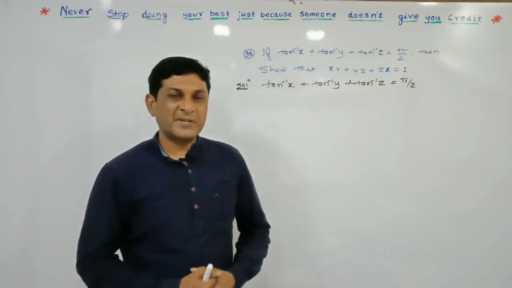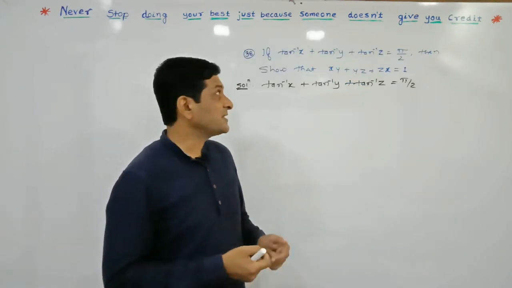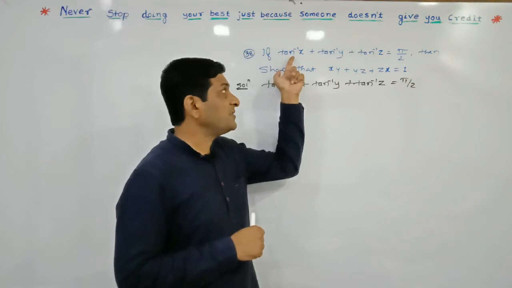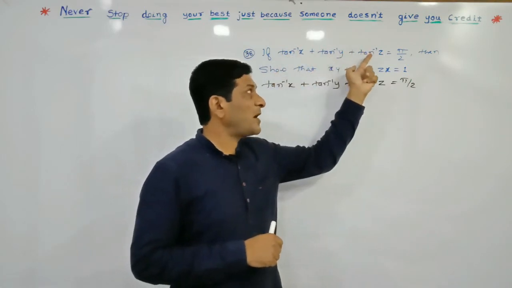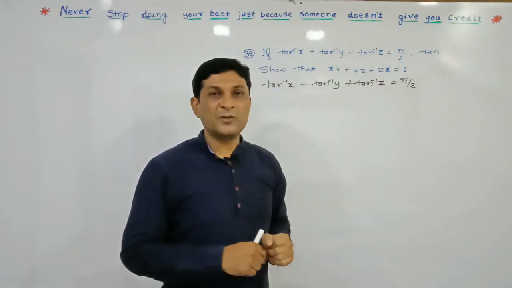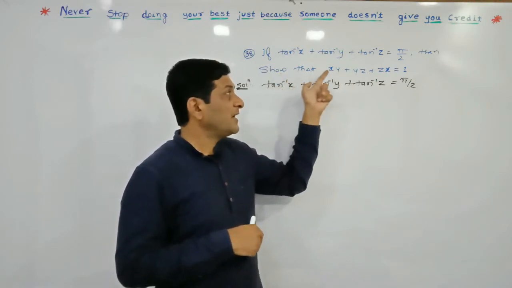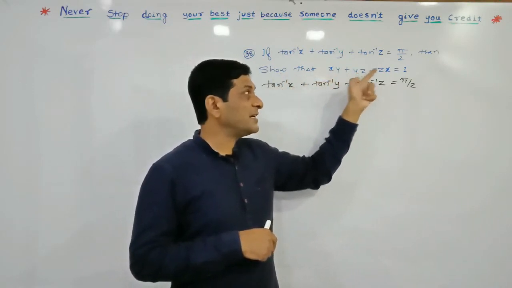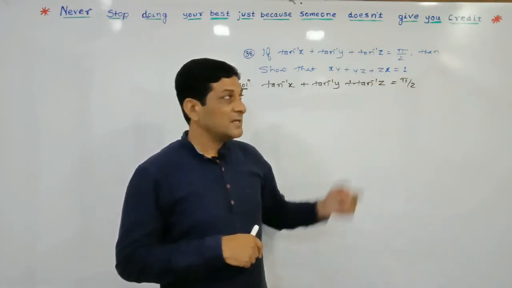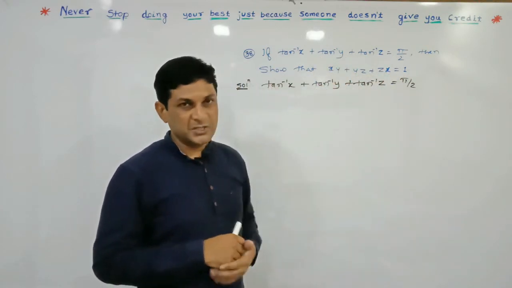Now observe example number 38. In this case, the given condition is tan inverse of x plus tan inverse of y plus tan inverse of z is equal to pi by 2, and using this given condition we have to prove that xy plus yz plus zx is equal to 1. So let us consider the given condition here.